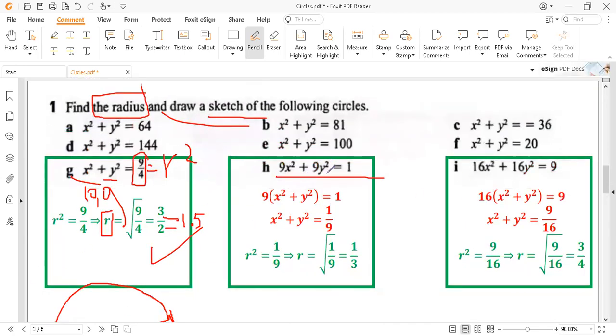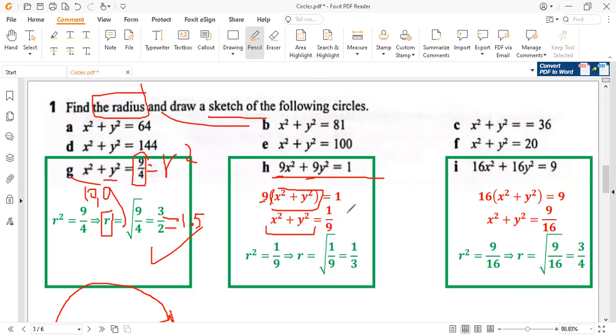Here, 9x² + 9y² = 1. Obviously, we are not talking about standard form here because we have a coefficient before x² and y². But fortunately, these coefficients are the same, so we can take them as a common factor to isolate x² + y². We finally obtain x² + y² = 1/9.